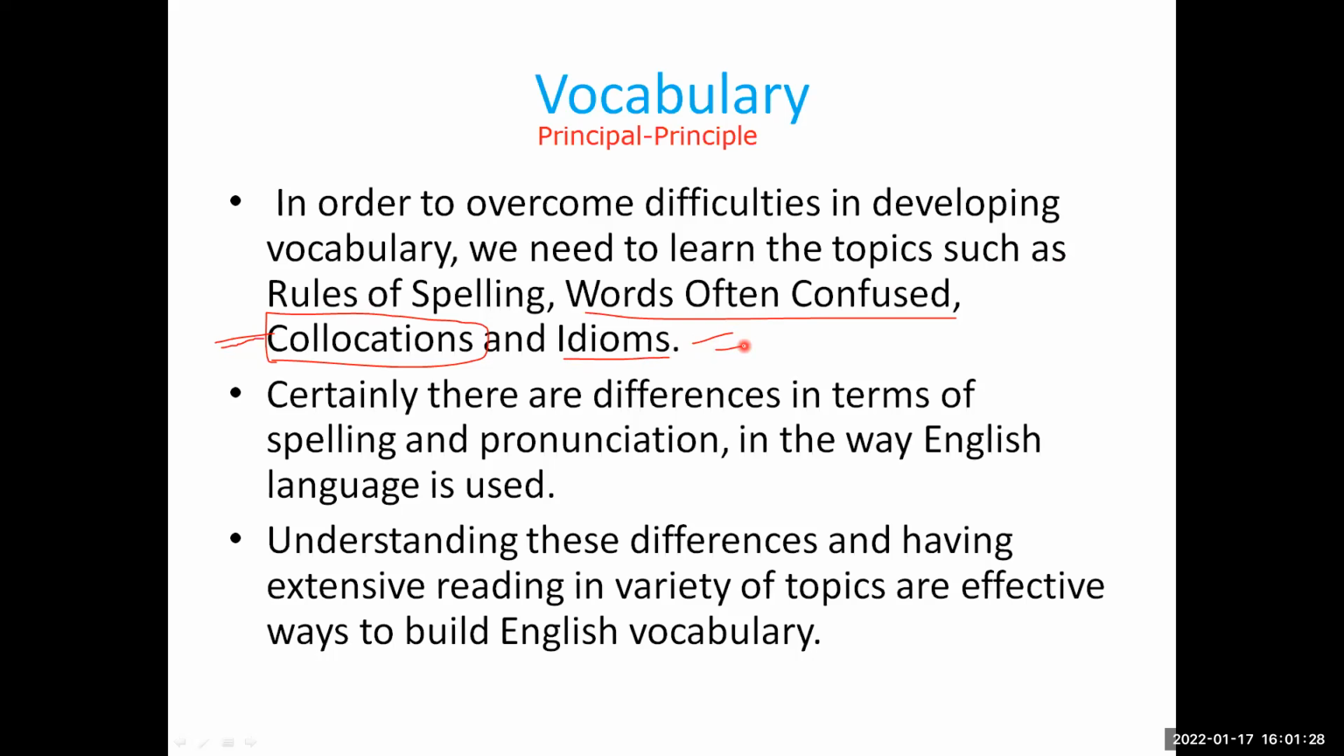So we people have to be clear with these idioms and phrases. So we'll do one session on that also. Okay. So certainly there are differences in terms of spelling and pronunciation in the way the English language is used.